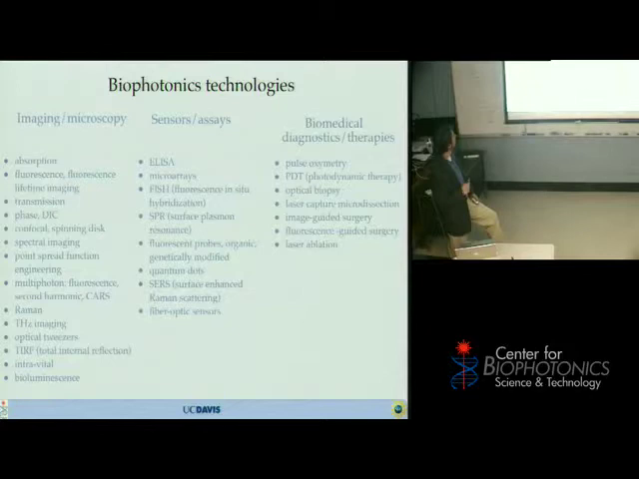Okay, so let me continue because we're going to be out of time soon. The biophotonics technologies, I would split into three different categories: imaging and microscopy technologies, sensors and assays, where you try to identify certain molecules using specific interactions, and devices designed for diagnostics and therapies. There are a wide range of imaging and microscopy technologies, most of them absorption, fluorescence and so on. Some of them more used than others.